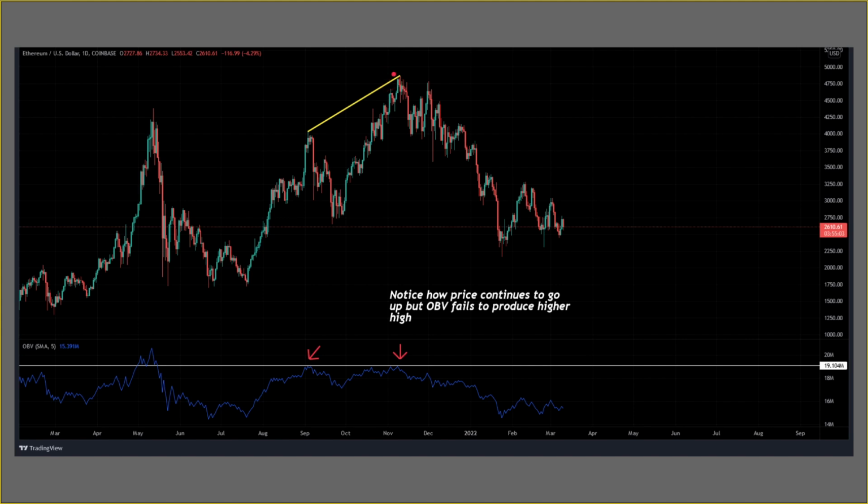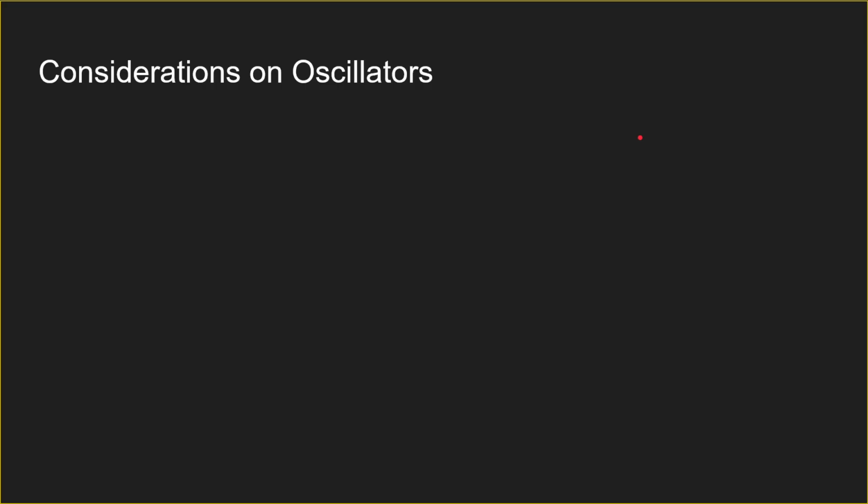Possibly it could be fueled by speculation. It doesn't matter what it's fueled by. What's more important is that we know that it's unfounded and that this is a sign of a bearish divergence and of a potential market reversal and a market breakdown, which we did see as a result.